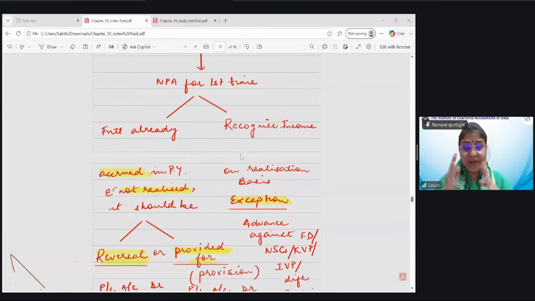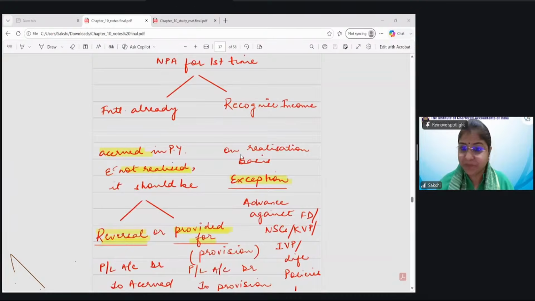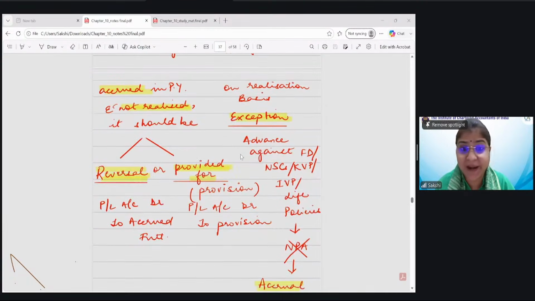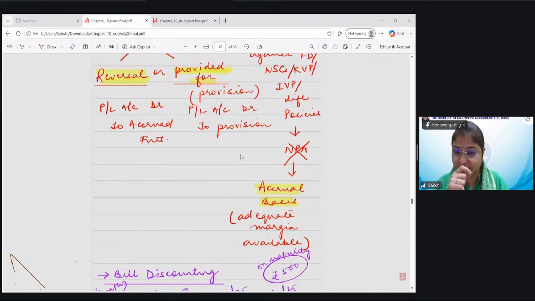Now, you said if an account becomes NPA for the first time, for the interest which is already accrued in the previous year but not realized, how will you recognize the income? You will recognize income on a realization basis, as and when income is realized. But there are exceptions. Advances against FD, NSCs, KVPs, IVPs, and life policies will not become NPAs. But for this, you have to have adequate margin. It is booked on accrual basis, provided adequate margins were available. Do you remember these points?